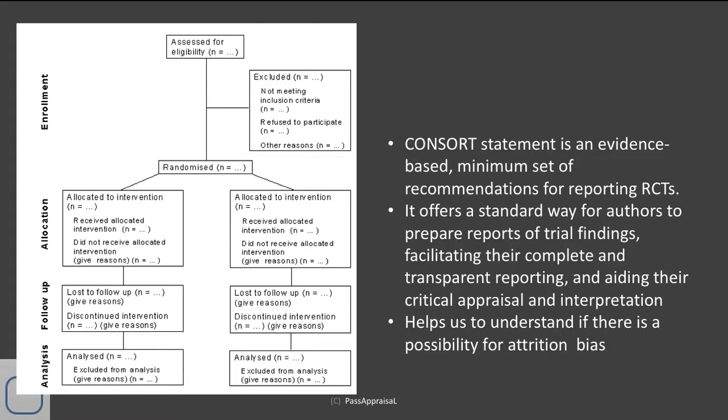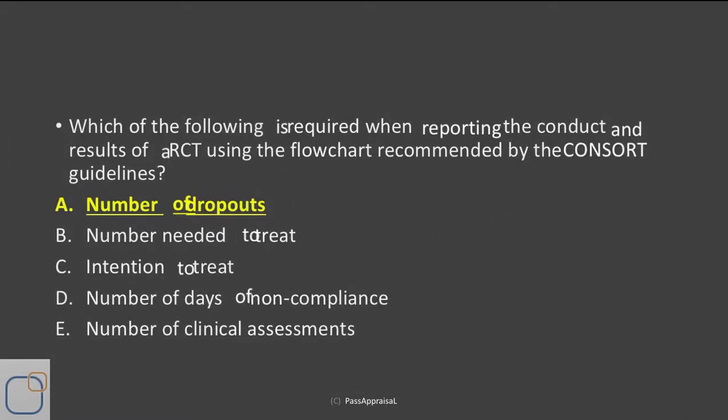It also helps to understand if there is any possibility of attrition bias, because one of the main things you report in a CONSORT diagram is the number of people who drop out from each arm, and you also depict the reasons why people drop out. That helps you to understand if there could be some attrition bias in the conduct of the study. So the answer is number of dropouts. That's important information to be reported when you do a CONSORT diagram.